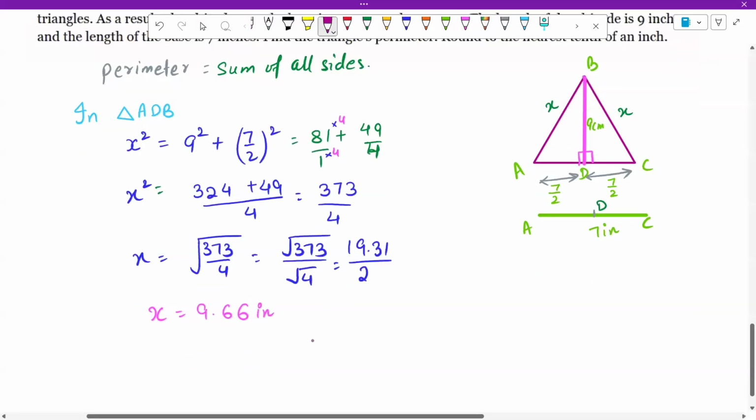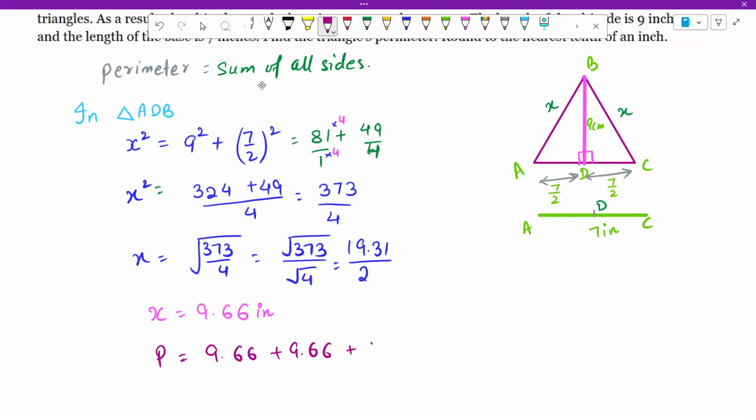Now we just want to find out the perimeter. So what is the perimeter going to be? How would we find it out? We have to add all the sides up. Yes. 9.66 plus 9.66 plus 7. So what do we get? 26.32.